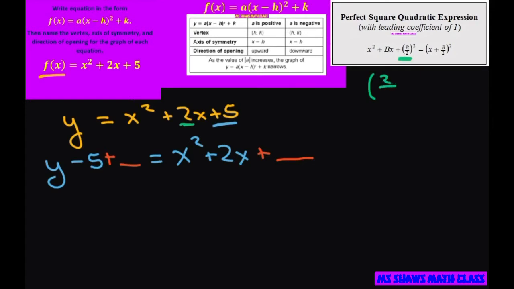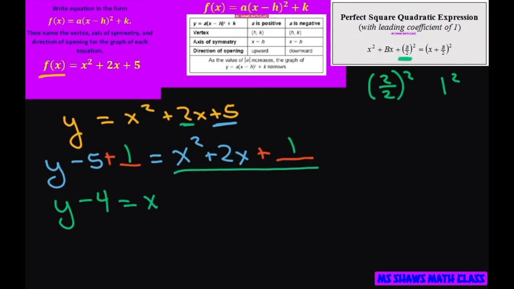All right, so what we're doing is we're taking our b and divide it by 2 and square it. So that's going to be 1 squared is 1. So you're adding 1 to both sides. Now you get y minus 4 equals x. And let's go ahead and condense this now.